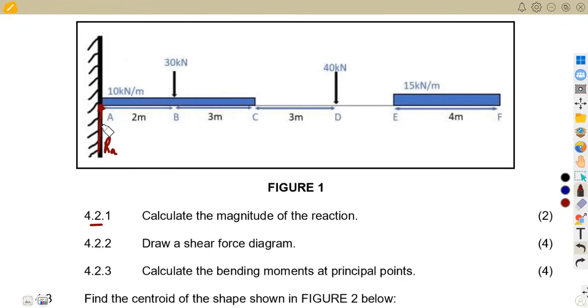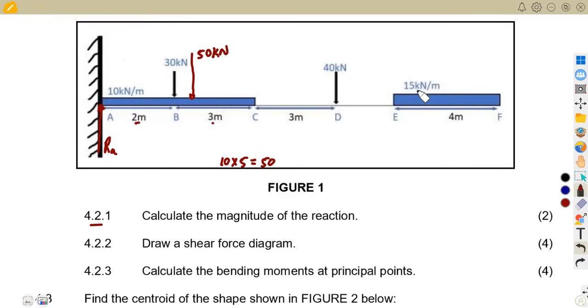When you're dealing with a cantilever, the concept is just on the forces. The sum of the upward forces must be equal to the sum of the downward forces. If we check, there's a distributed load taken between 2 and 3, which is 5 meters, of 10 kilonewton per meter. So it's going to be 10 times the distance, which is 2 plus 3, which is 5. So 10 times 5 is 50. So you are going to have 50 kilonewton in this case.